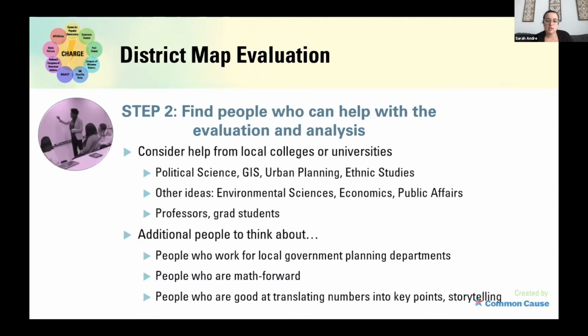And you may also consider asking people who work for local government, urban or city planning departments who have these GIS skills, people who are math forward, who have programming experience, and just people who are good at taking complex information and detailed numbers and mapping information and channeling that into key points and articulate, concise storytelling to tell the stories about what's happening with the data.